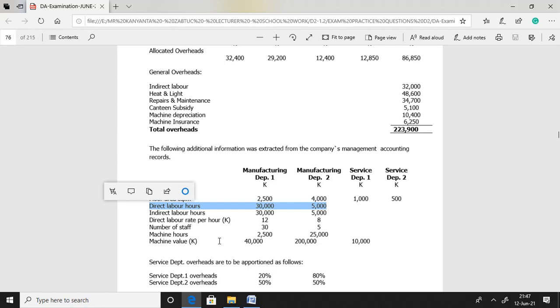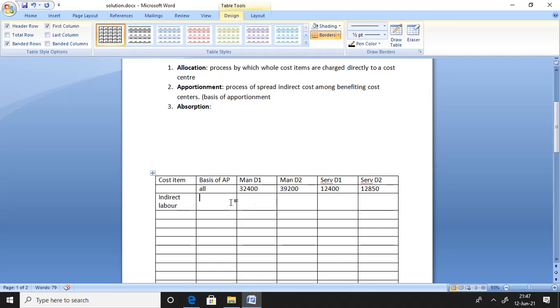So if you say 30,000 divided by 35,000 multiplied by 32,000, you should get 27,429. Basis of apportionment, labor hours. 30,000 divided by 35 times 32,000 of that cost gives 27,429.